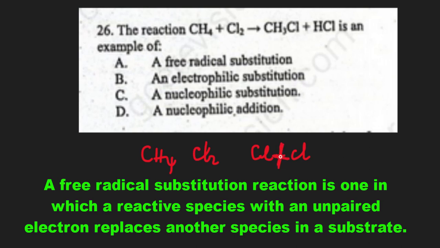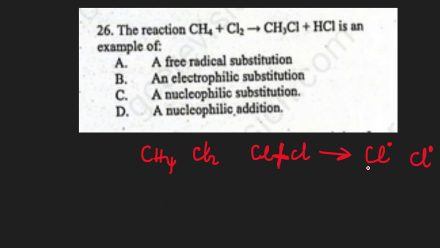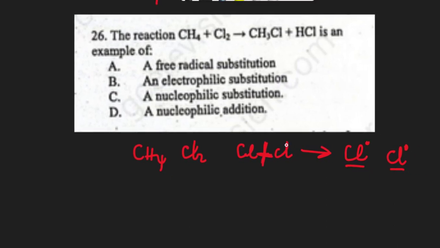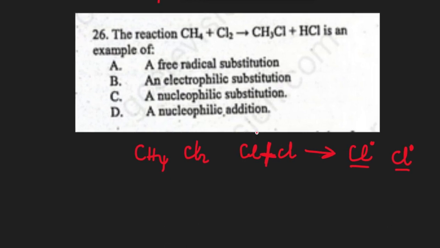After a cleavage homolytically, there is formation of radicals. Radicals are simply species with unpaired electrons. So this is the chlorine that is going to react as a free radical. So generally, halogenation of alkanes is free radical substitution, making our answer to be A.